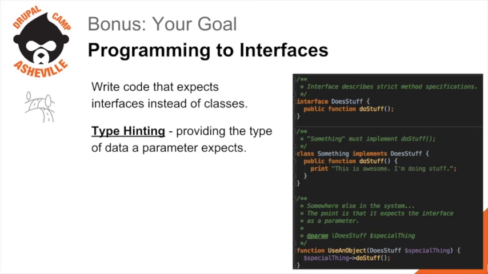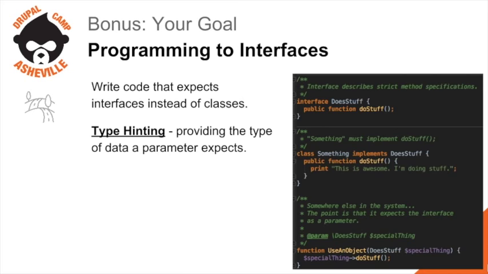But since I wrote this function to expect DoesStuff, I can tell SomethingElse to implement DoesStuff, and now I can pass a completely different object into this function. Because I have programmed the system to expect this vague contract of a thing, a method must exist, as opposed to this very specific class. And so I have written a function that's extremely loosely coupled.